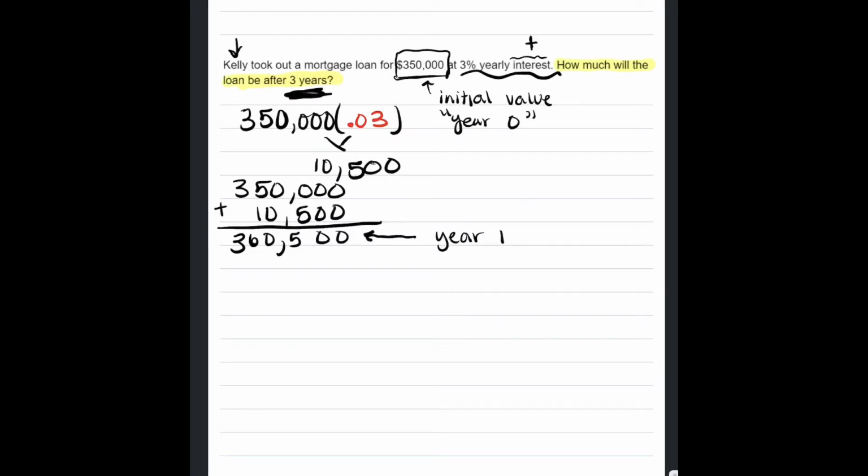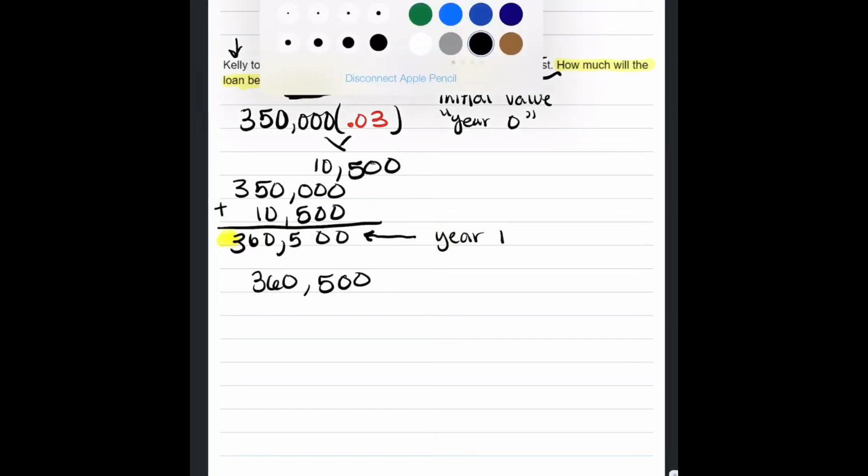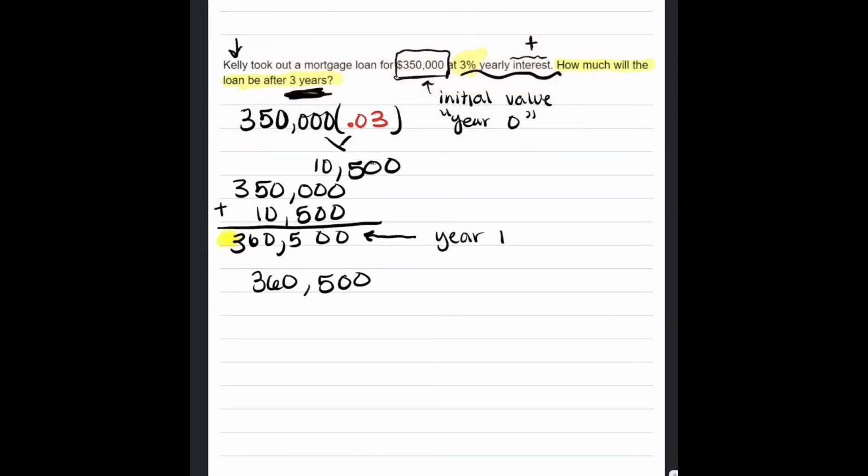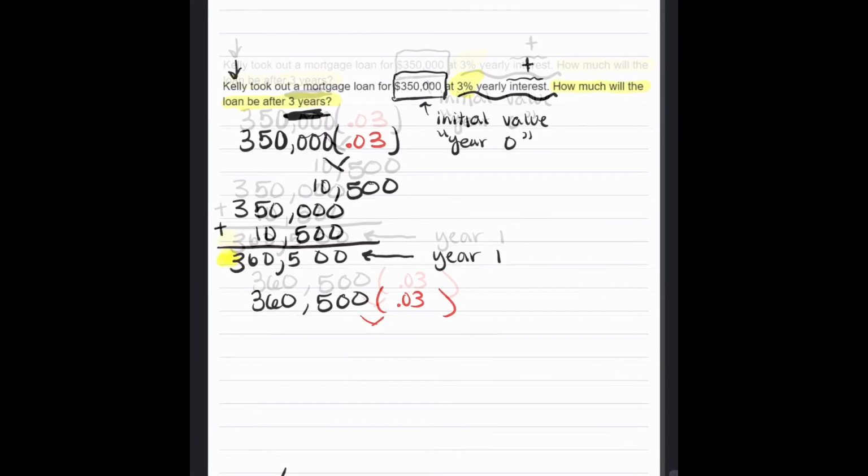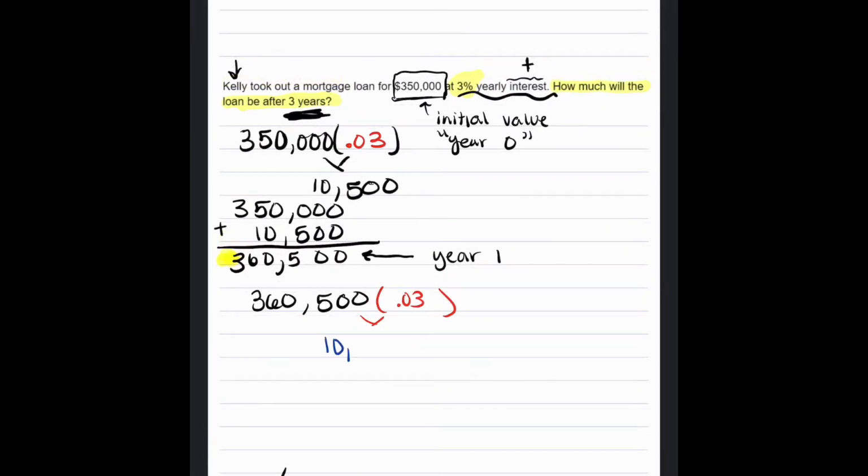They want to know how much her loan will be after 3 years, so we're going to just repeat this process. But when we take that 3% interest, we have to do it to the most recent loan amount, not to the $350,000. So I'm going to take her loan amount after the first year, which was $360,500, multiply that times 3% again, and repeat the same process of adding it to the loan amount. When you multiply those together, you get $10,815. So that's her interest for the second year.